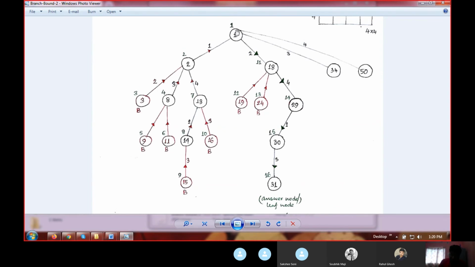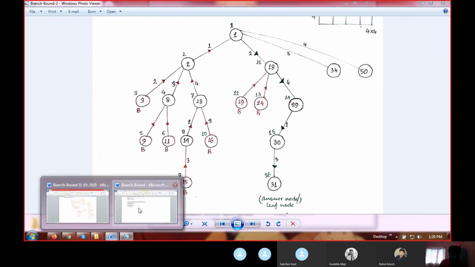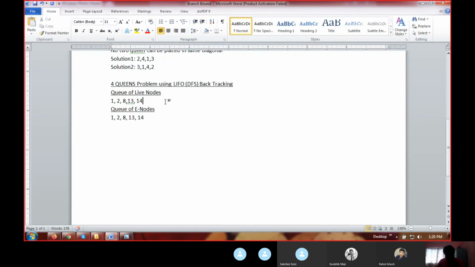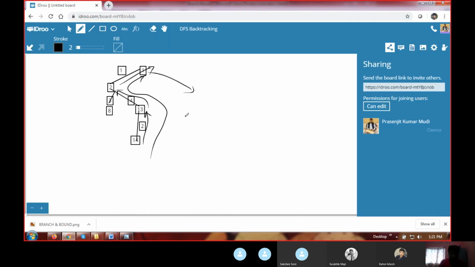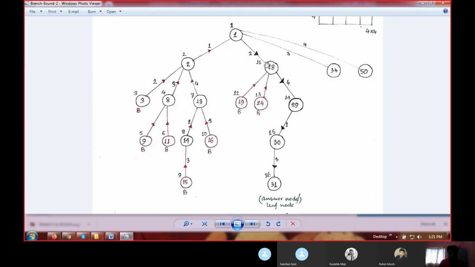Next we come up to this node, node number 1, and first 18 will be generated, 34 will not be generated, and 50 will not be generated. So the next generated node is 18. So 18 becomes the next live node. After that it will be the next live node, and it will eventually be the next E-node also, because it will be the next one expanded.